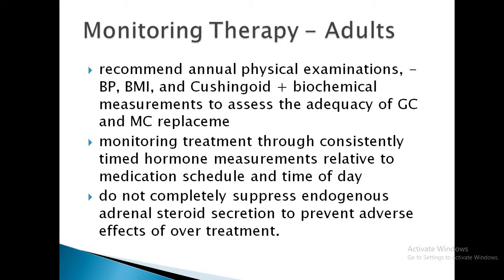So in adults, they do recommend annual physical examinations, blood pressure, BMI, looking for Cushingoid features, and also biochemical measurements to assess the adequacy of glucocorticoid and mineralocorticoid replacement. And also monitoring treatment through consistently timed hormone measurements. Do not completely suppress endogenous adrenal steroid secretion, to prevent adverse effects of over-treatment. That's very important. Endogenous adrenal steroid secretion should not be completely suppressed.